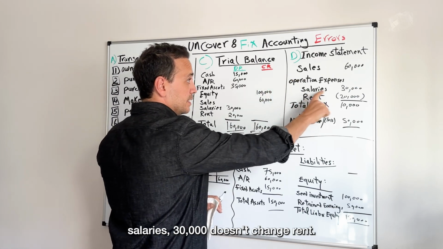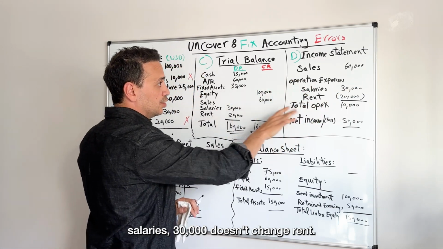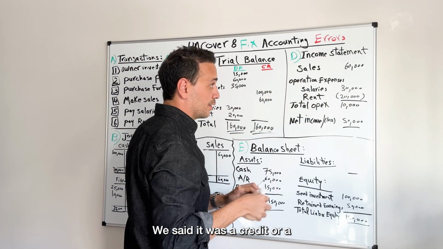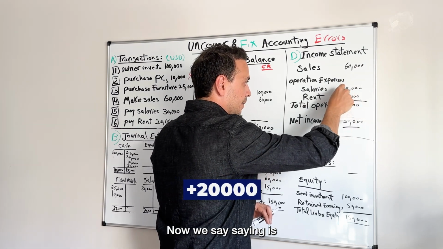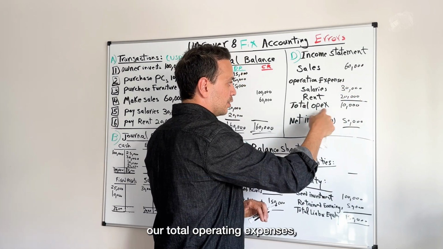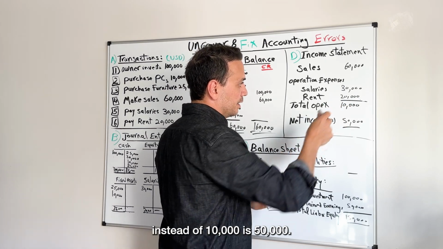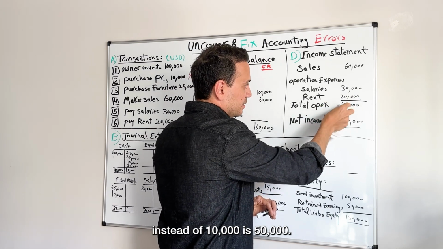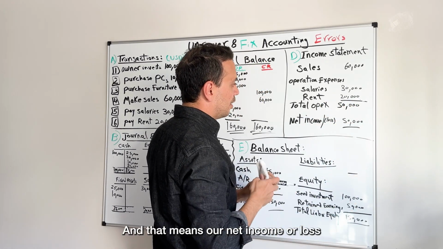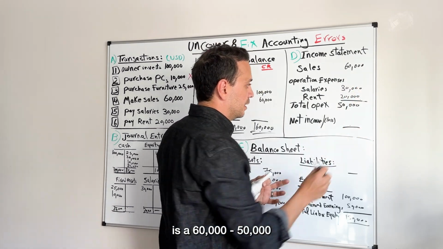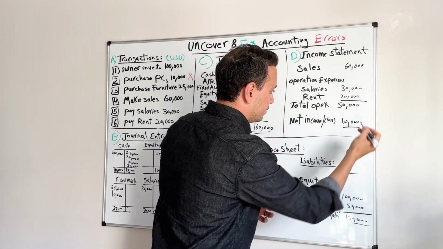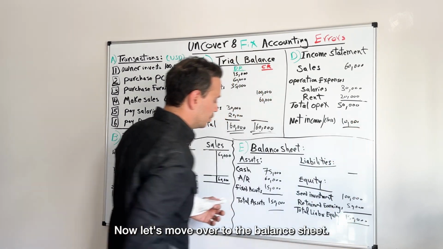Now with the income statement, we said that our sales are 60,000. That doesn't change. Salary is 30,000. That doesn't change. Rent, we said it was a credit or a negative 20, and now we're saying it's a positive 20. So that means our total operating expenses, instead of 10,000, are 50,000. And that means our net income is 60 minus the 50, that's 10,000. Good.